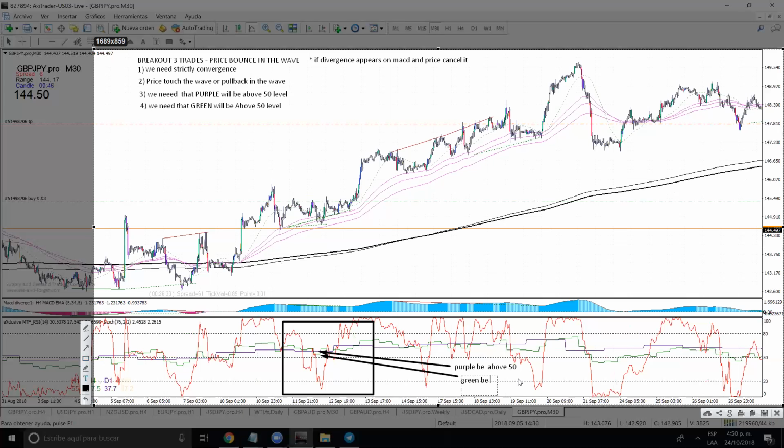Green be above 50. Okay, like you see, 50 level is this line. Those lines are above 50. What we're going to look for is one of the basic important parts of this trade. So when the pullback is very deep, we need that red line will be crossing up the 20 level. Okay, so we need the third rule.